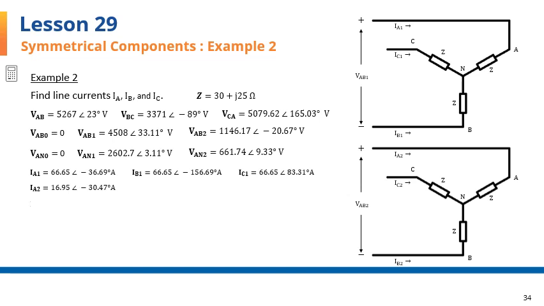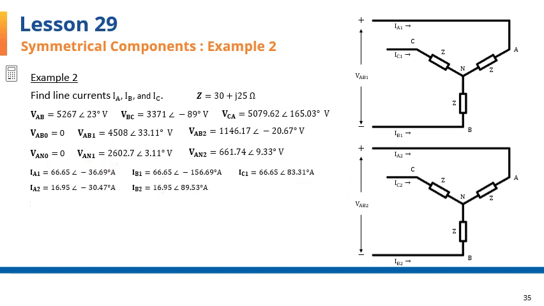So from IA1, if I subtract 120 degrees from its phase angle, it will give me the phase angle for IB1. The magnitude will stay the same, of course. And if I add 120 degrees to the phase angle for IA1, I'll get the phase angle for IC1. And that forms the positive sequence set. For the negative sequence set, I'll do the opposite.